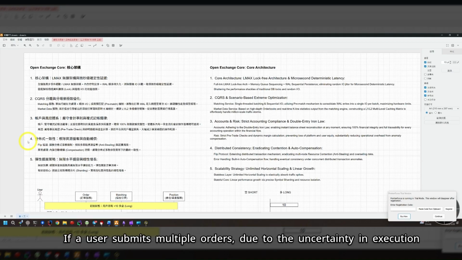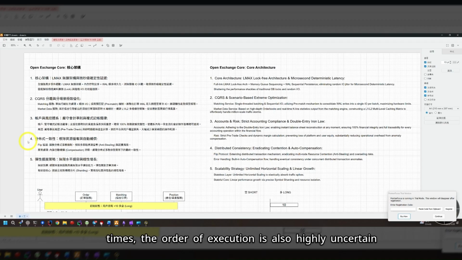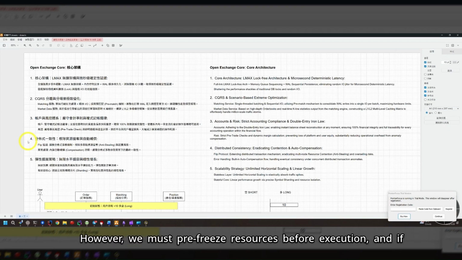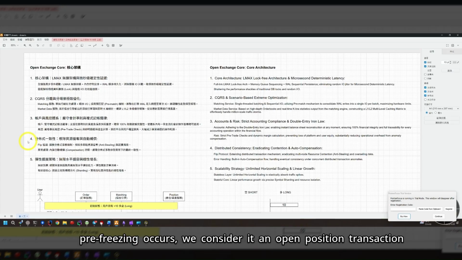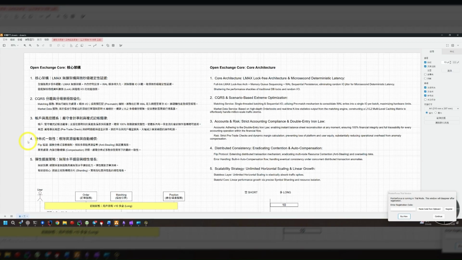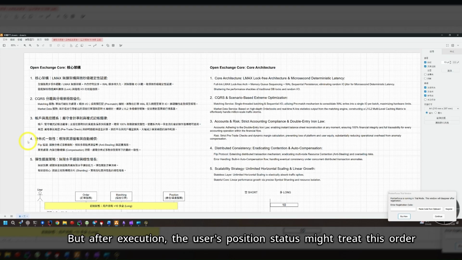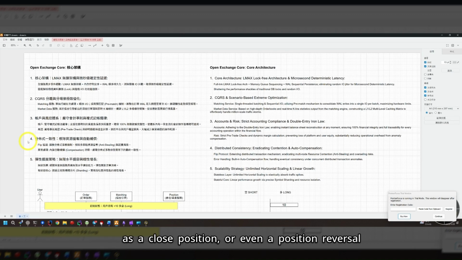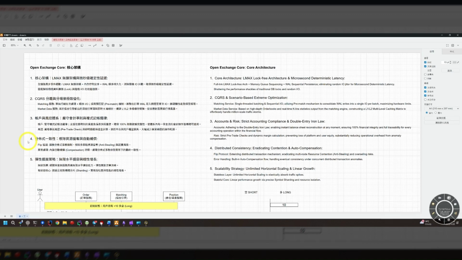If a user submits multiple orders, due to the uncertainty in execution times, the order of execution is also highly uncertain. However, we must pre-freeze resources before execution, and if pre-freezing occurs, we consider it an open position transaction. But after execution, the user's position status might treat this order as a closed position or even a position reversal. Therefore, handling it requires extra caution.